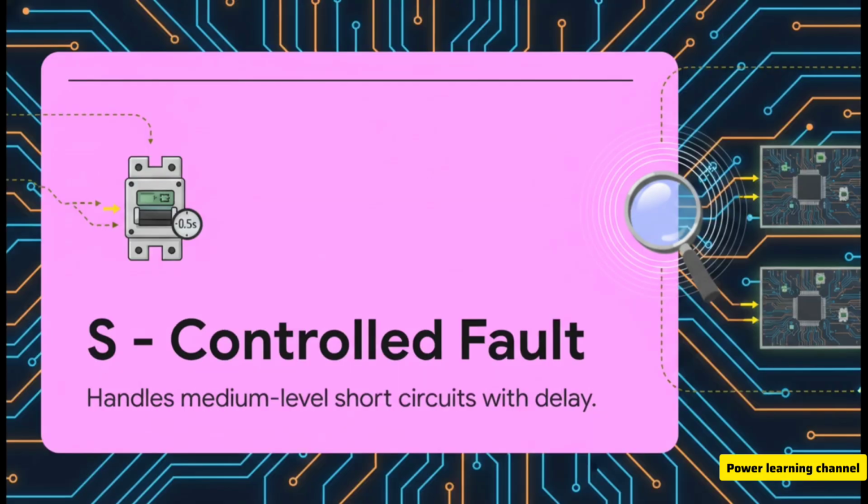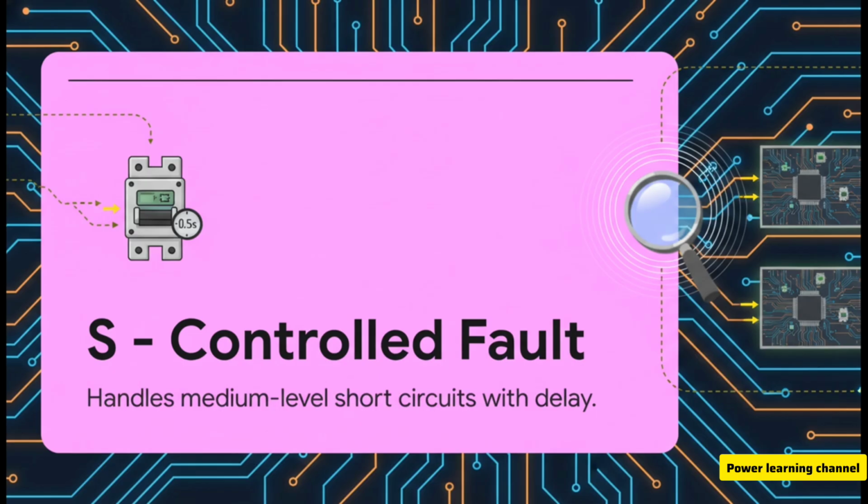Next up is S, for short time or controlled fault protection. This setting handles medium-level short circuits, but it does it with a deliberate delay using your ISD and TSD settings. Your ISD setting is calculated as a multiple of your IR, usually somewhere between 2 to 10 times that value.